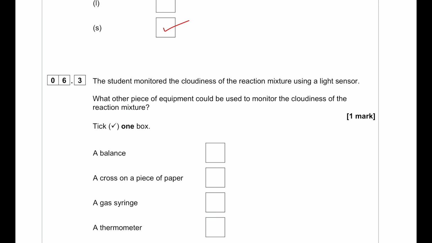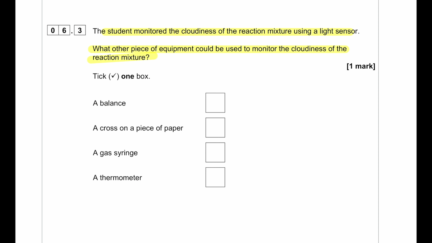The student monitored the cloudiness of the reaction mixture using a light sensor. What other piece of equipment could be used to monitor the cloudiness of the reaction mixture? Typically, we can use a paper that has a cross on it. All right, so a cross on a piece of paper can also be used along with the timer.